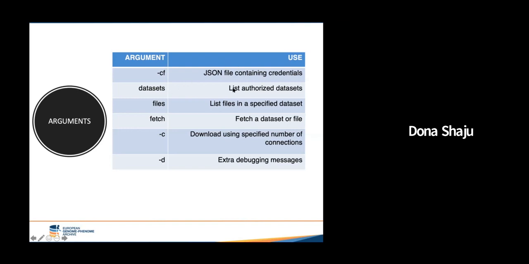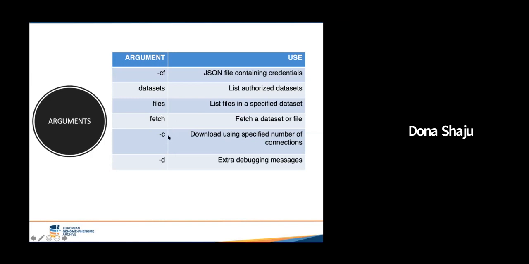If you want to list the datasets which your account has access to, the datasets argument is used. And if you want to list all the files in a specific dataset, the files argument is used. And if you need to fetch a dataset or a file, that is, if you want to download a dataset or a file, the fetch argument is used.